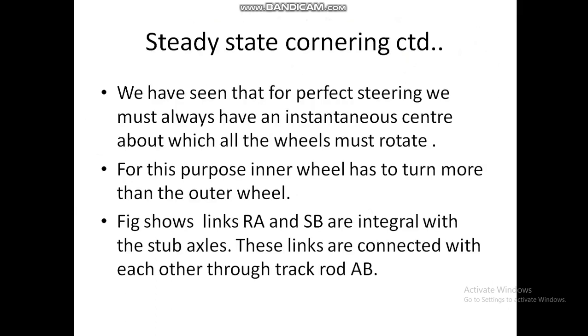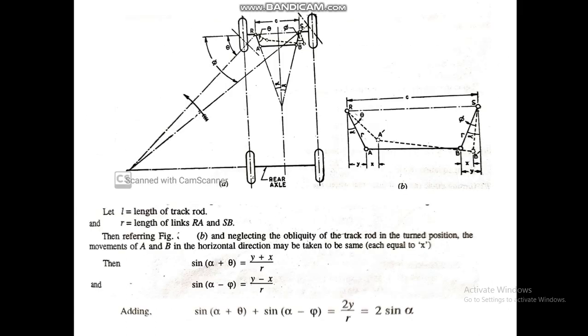There are some more relations that we have discussed, that is sine(alpha plus theta) is equal to (y plus x) upon r, sine(alpha minus phi) is (y minus x) upon r. These things we have discussed in the previous parts. When we add these two relations, you will get sine(alpha plus theta) plus sine(alpha minus phi) is equal to 2y upon r, that is 2 sine alpha. So these are some important relations.